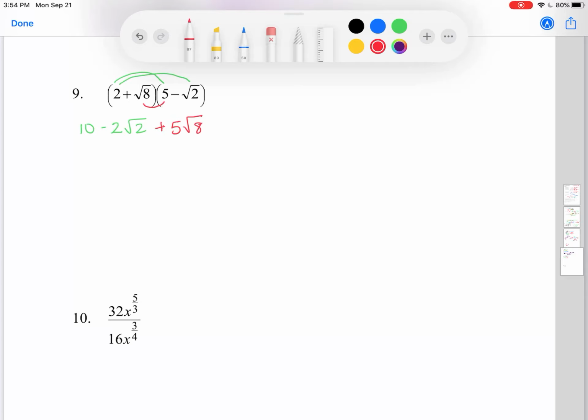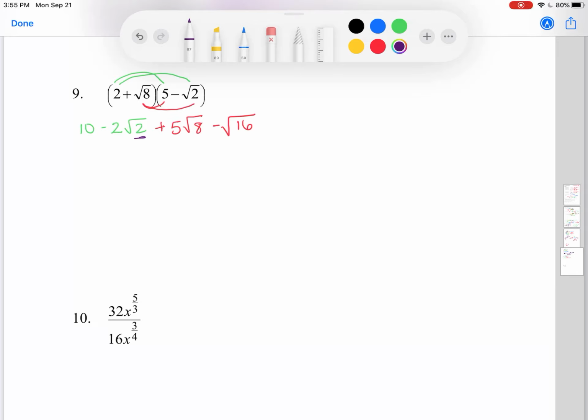And we will continue. Square root of 8 times 5 is going to give me a positive 5 square root of 8. And the square root of 8 times the negative square root of 2, again, you're matching your pieces. If you're both inside, it's going to stay inside. So what's 8 times 2 on the inside? That gives me a 16. And of course, a positive times a negative will give me a negative.